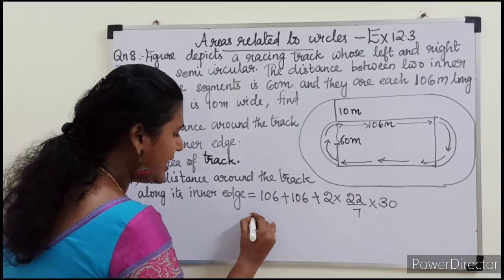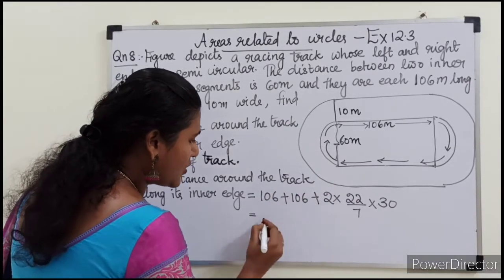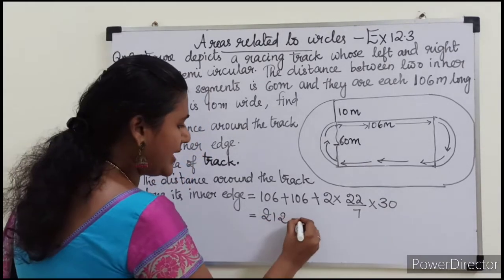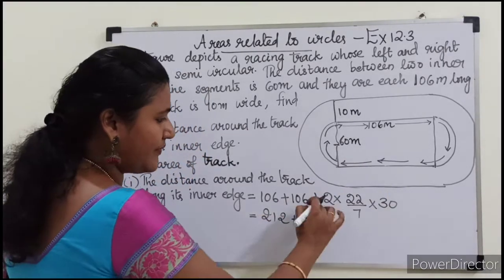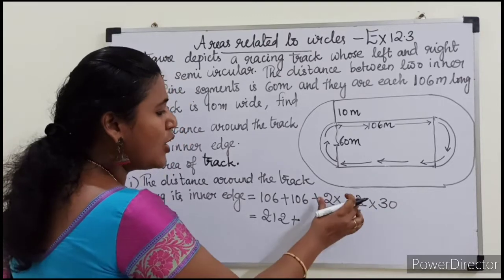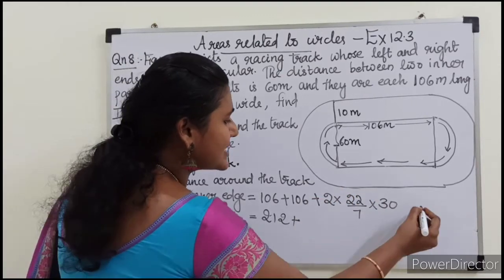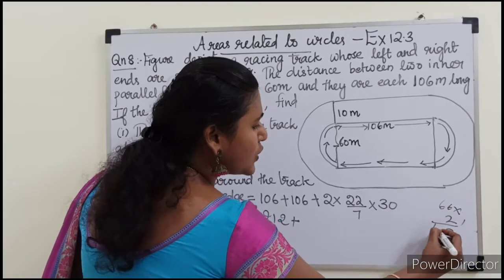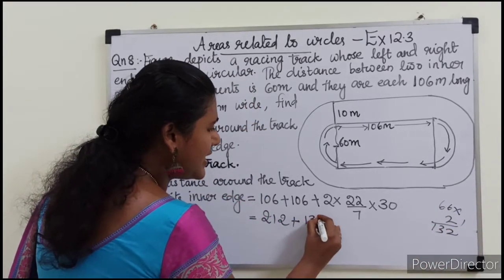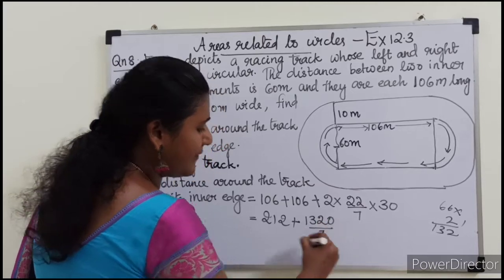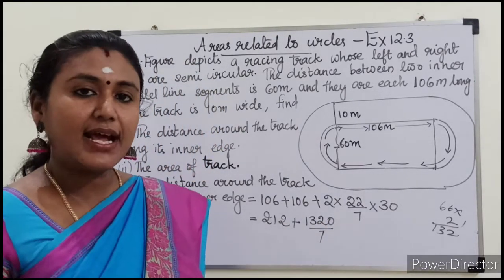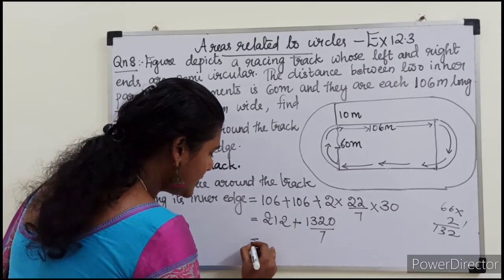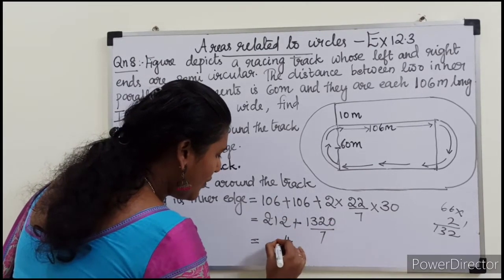Now we will add. When you add 106, you will get 212 plus, here further we cannot simplify, we cannot cancel. So we will just find out. 66 into 2, so 66 into 2, so 132. So 1320 by 7. Again we will take LCM.